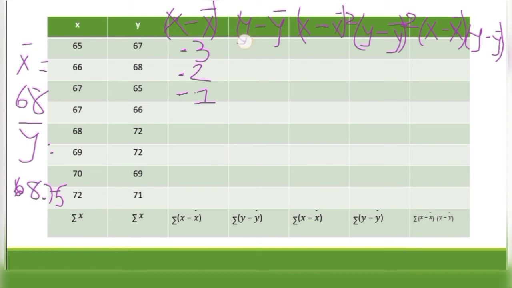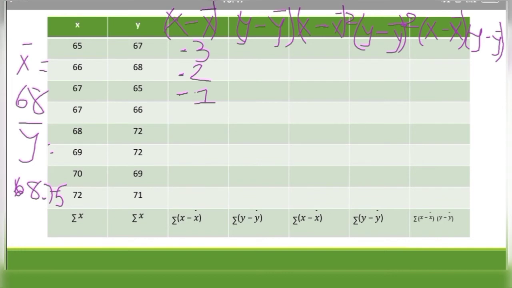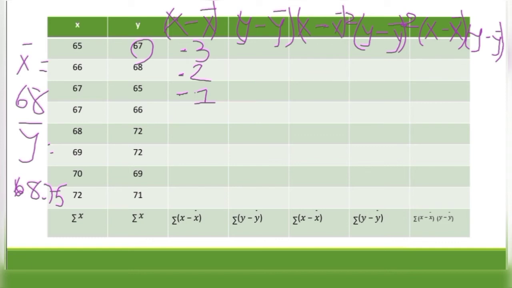Let's see how to find y minus y bar. It will be y is 67 and y bar is 68.75. So 67 minus 68.75, which is minus 1.75. Next value is 68 minus 68.75, so it is minus 0.75. Then 65 minus 68.75, which is minus 3.75. Same way, find out the other values.